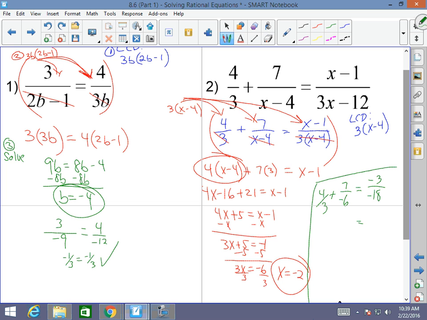So this reduces to 1/6. Okay, so let's see. This goes to 6, that goes to 8. 8/6 minus 7/6 is 1/6. Bingo. It works, it's good, and you're golden. Now, if you don't know how to add fractions, guys, you're going to have to go back in time. You're going to have to look at some videos and get those fractions. Yes, sir.